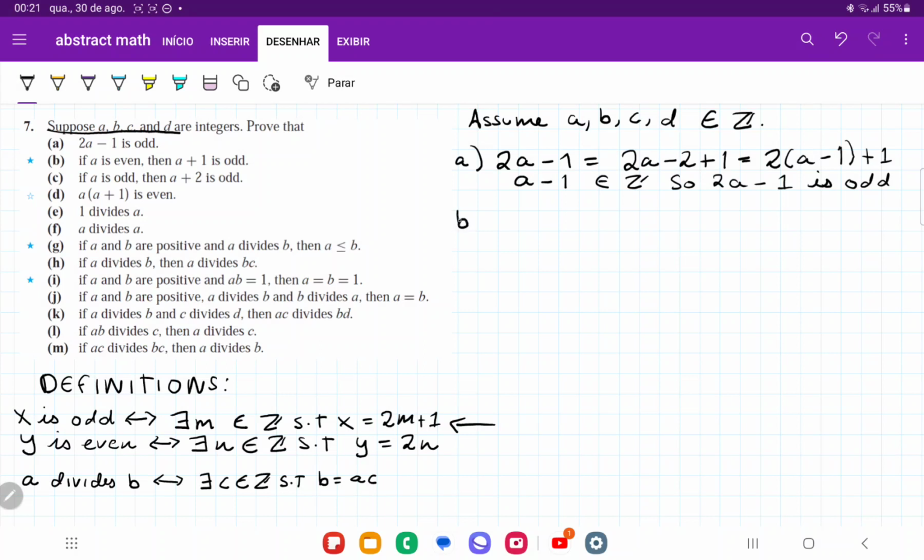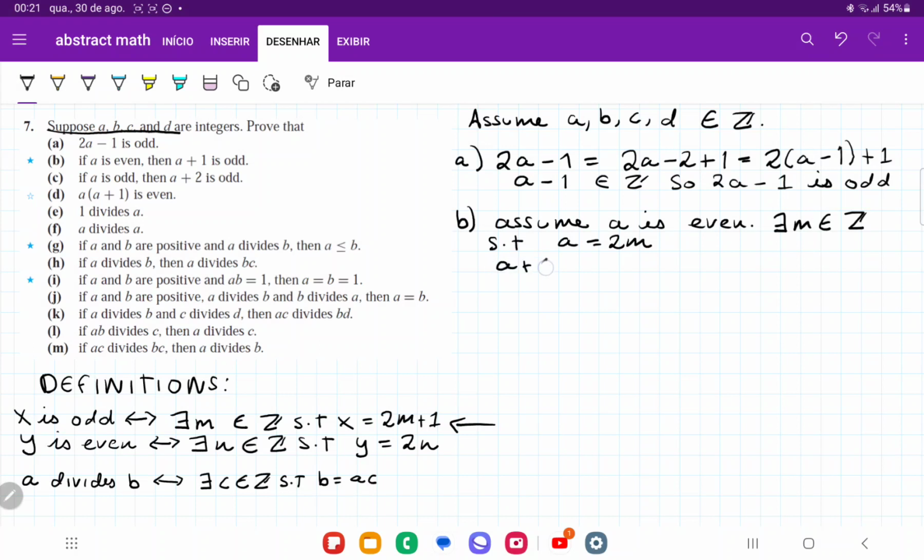So for item B, we have that if a is even, then a plus 1 is odd. So we're going to say assume a is even. So if a is even, then there exists an integer m belonging to the set of integers such that a is equal to 2m. So we have used the definition for even.